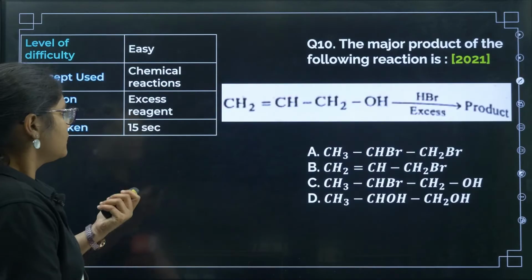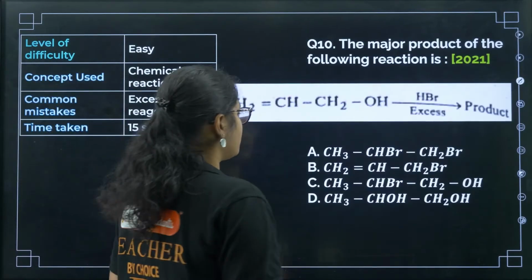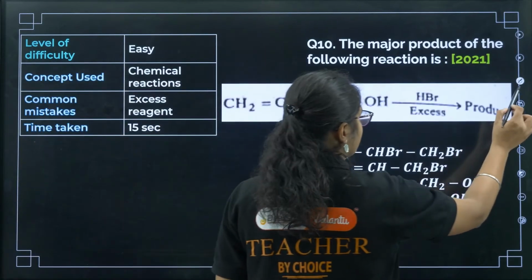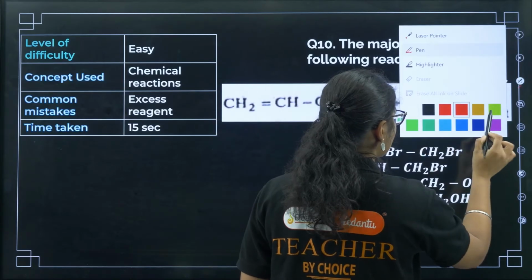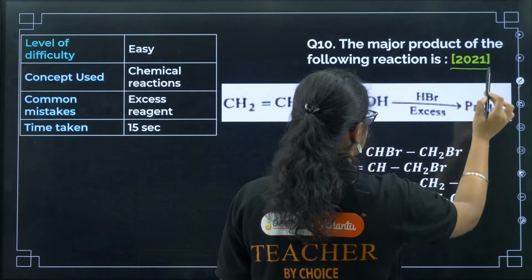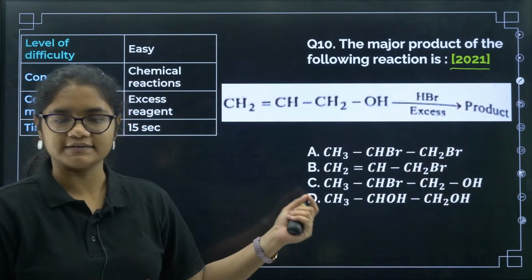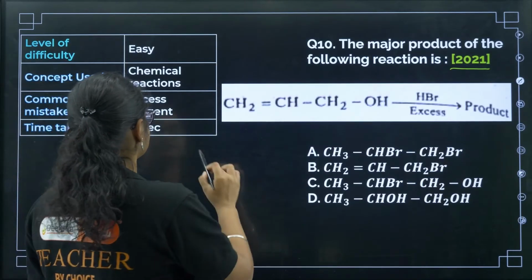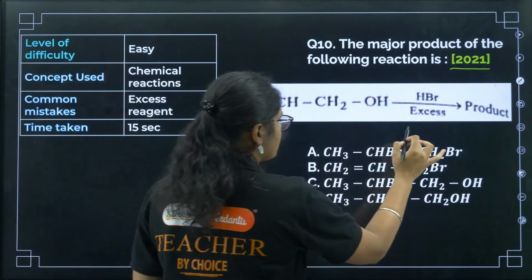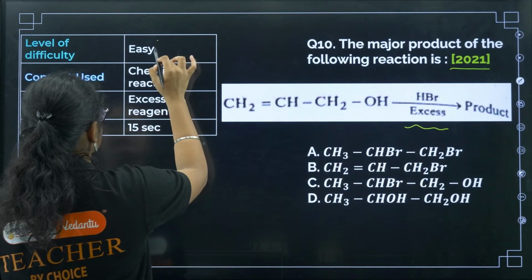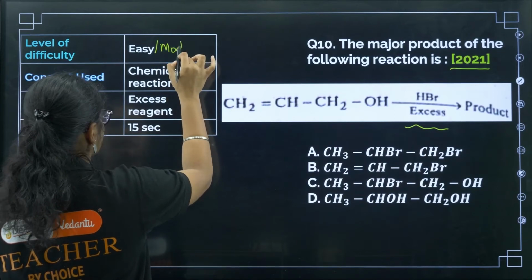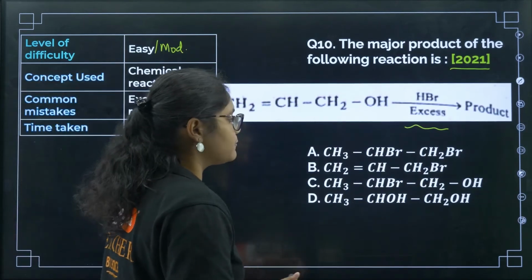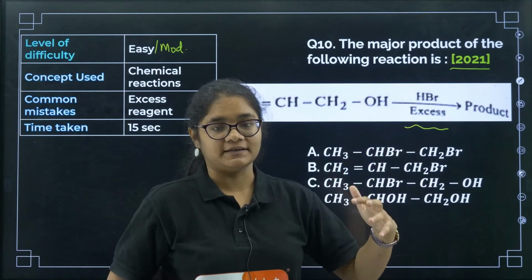Okay. Next question, the major product in the following reaction. This question was asked in 2021. A very easy reaction-based question. You just need to be careful here about the excess reagent. That is why this question can also come in moderate, because many of you might skip what happens if HBr is present in excess.